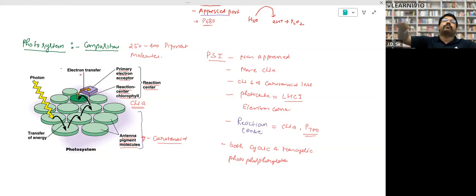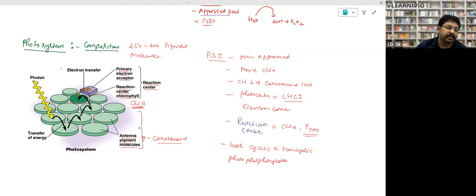All the energy from the surroundings will come to this point, the reaction center, right? The reaction center will be made up of two things: the primary electron acceptor, which finally accepts the electron, and a special kind of chlorophyll A molecule. So it is made up of a chlorophyll A molecule and the primary electron acceptor. Both of them combined are called the reaction center, right?